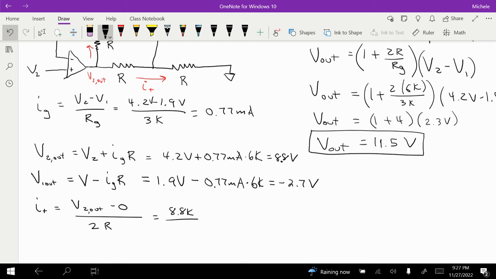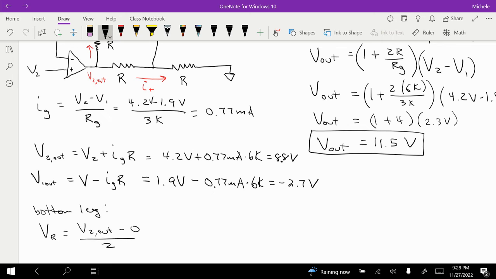Well, actually, let's go back for a second. Instead of doing I plus first, let's just do the voltage across each one of these resistors, because that's kind of easy on the bottom. So for the bottom, or the positive leg, we'll say that V of R is equal to V2 out minus 0 divided by 2. It's split, right? If I have this V2 out divided across this resistor plus this resistor, since the resistances are the same, I can just say V2 out divided by 2. I drop half of the voltage across here and half of the voltage across there.